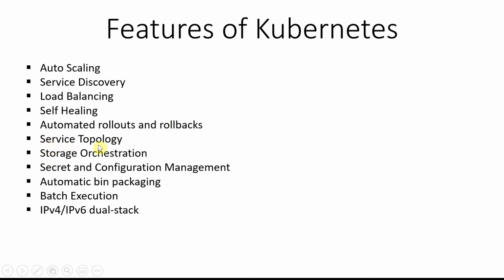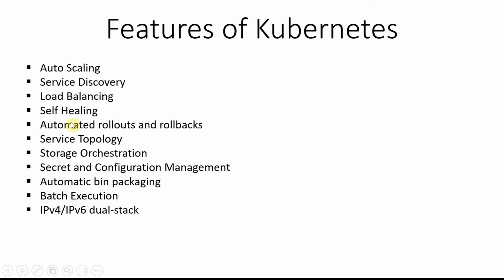The service topology you need to manage. Storage orchestration is there. The secrets and all, you need to use vaults or anything. So bin packaging, it is not automatic. You need to write your code. Batch execution, you need to use AWS Batch or Azure Batch. So IPv4 is again, you need to use separate networking products.